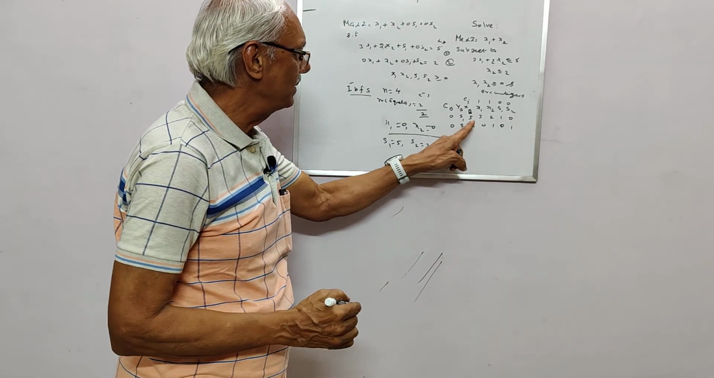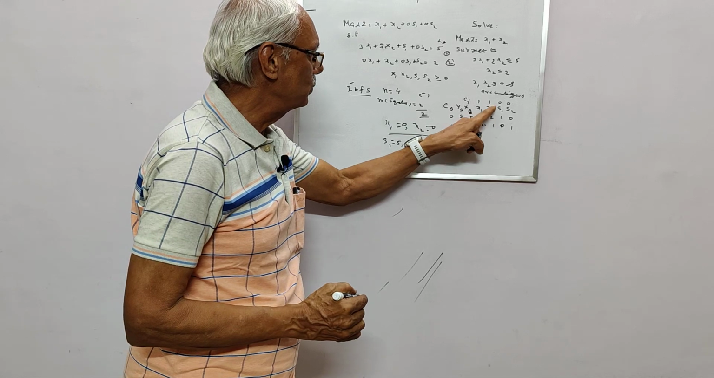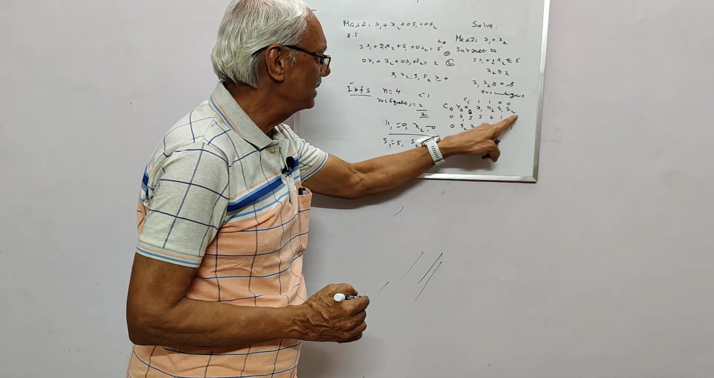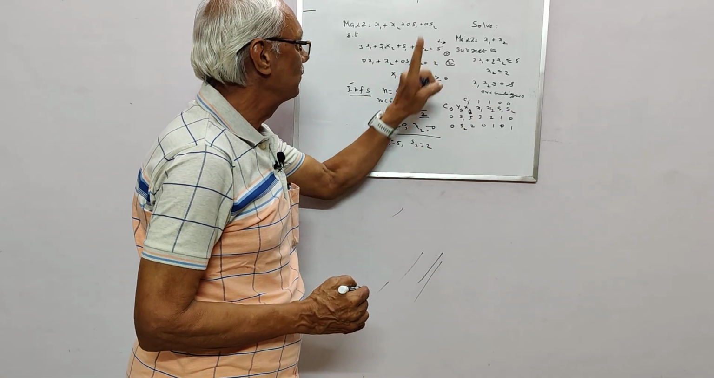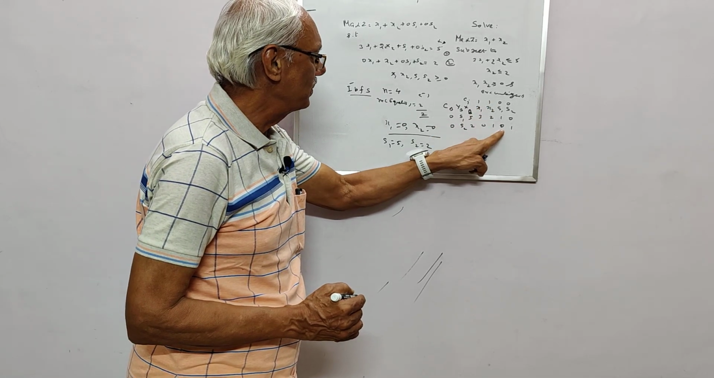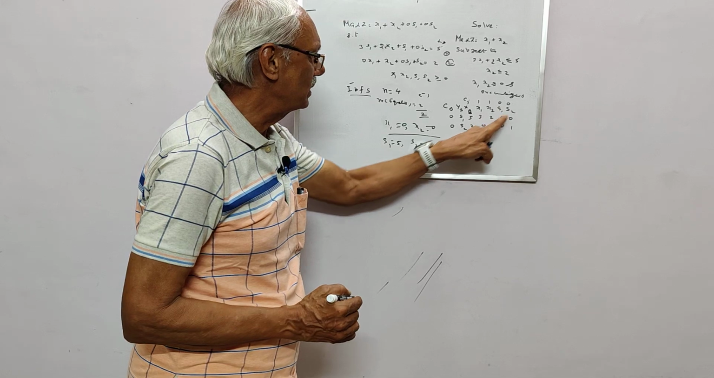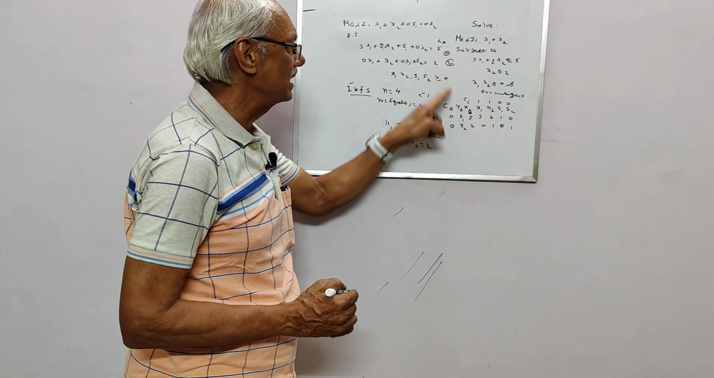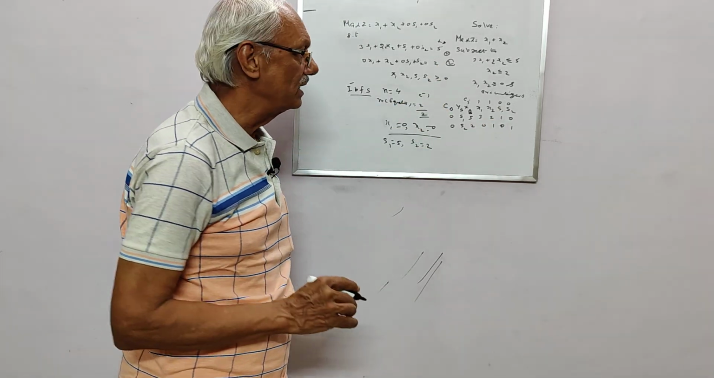Now you see that you get 3x1 plus 2x2 plus 1s1 plus 0s2 is equal to 5. First equation. Then 0x1 plus 1x2 plus 0s1 plus 1s2 is equal to 2. So you are getting the second equation. So this is what you get.